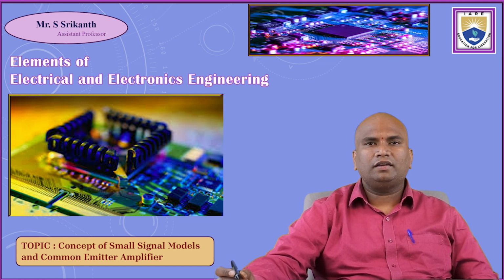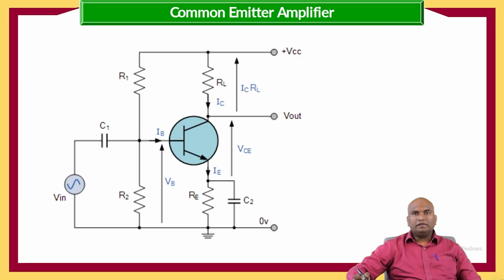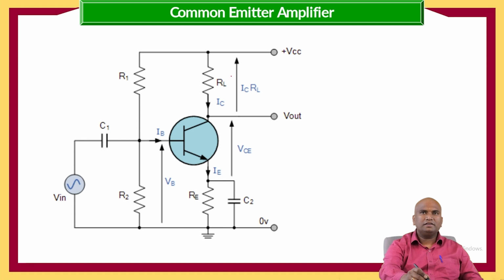In this session, I'm going to cover the concept of small signal models and common emitter amplifier. This is the basic common emitter amplifier circuit. Here, these are the resistors included in order to limit the currents, and this coupling capacitor is also included in order to set the impedance corresponding to the emitter junction.